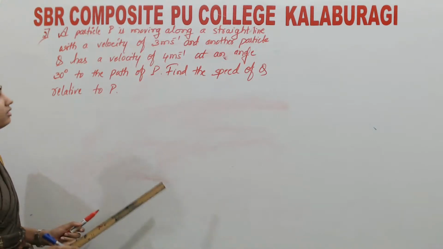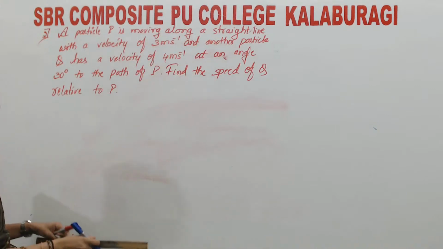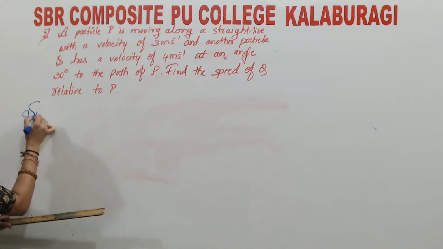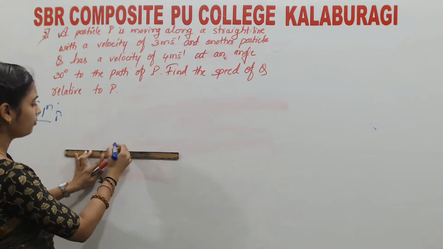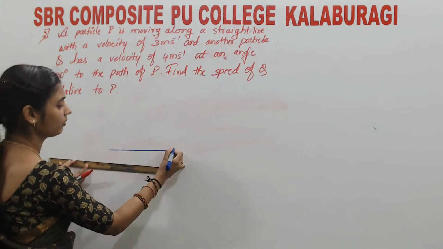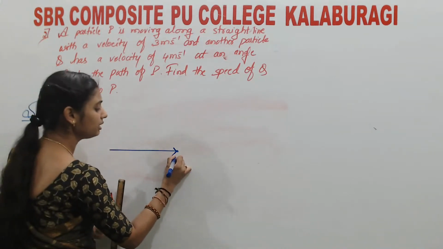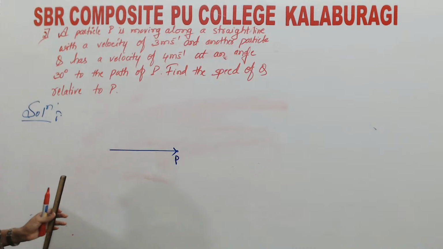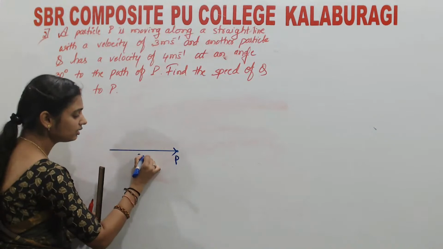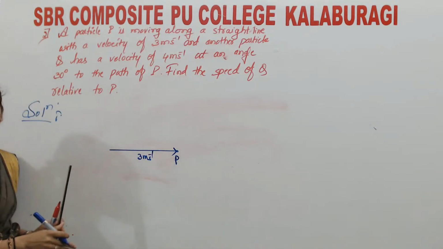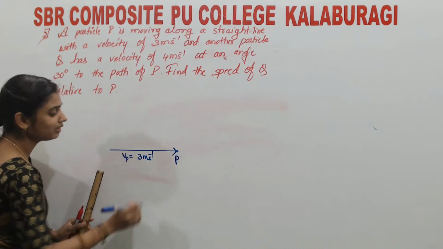Here in the question they have given that a particle P is moving along a straight line. So let us take a particle which is moving along a straight line. That particle is nothing but P, so let me name it as P. P is moving along a straight line with the velocity of 3 meter per second, so Vp is equal to 3 meter per second.